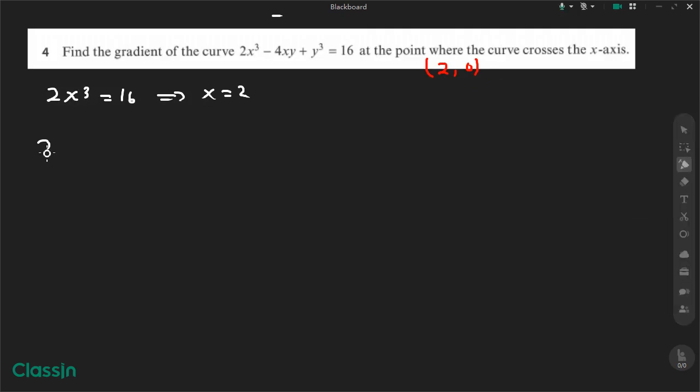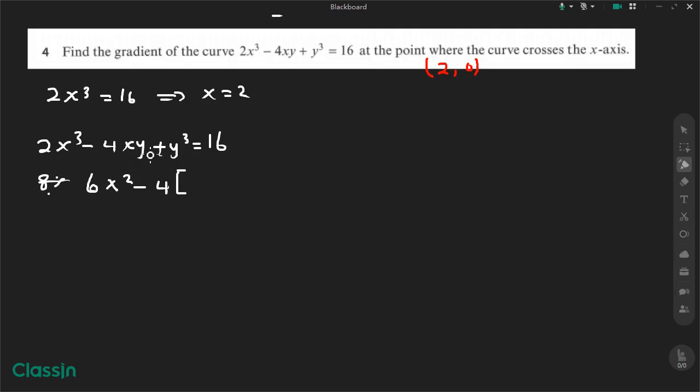So we look at the curve. We got 2x cubed minus 4xy plus y cubed equals 16. So we find the gradient of the curve. We differentiate through with respect to x. If we differentiate 2x cubed with respect to x, we got 6x squared minus 4. We differentiate xy.